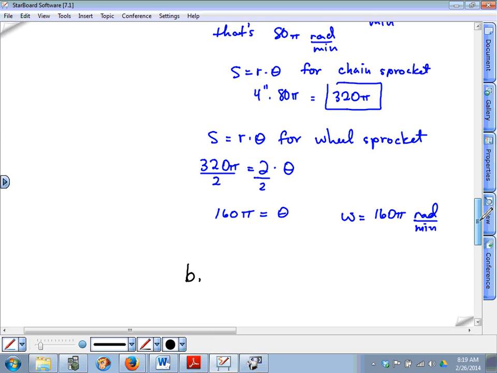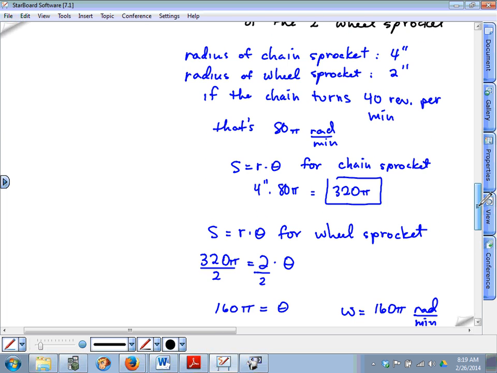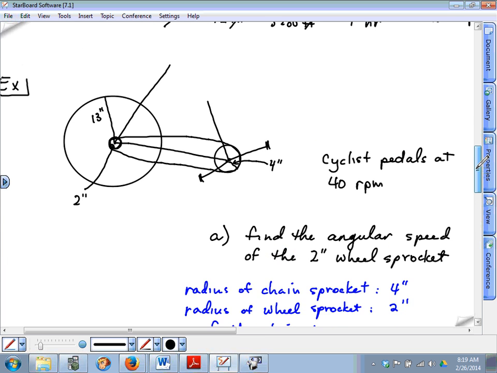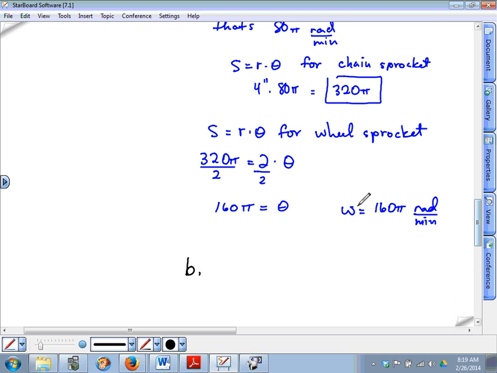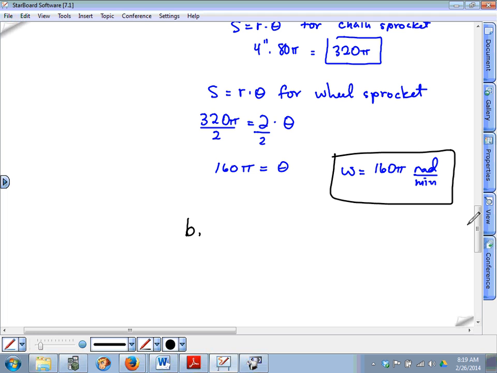Well, let's just make sure we answered the question before we move on. Did we answer the question? Yeah. What was the question? The angular speed of the wheel sprocket. Find the angular speed of the 2-inch wheel sprocket. What did we end up with here? There it is. Okay, so now we're ready to move on. Here's part B.